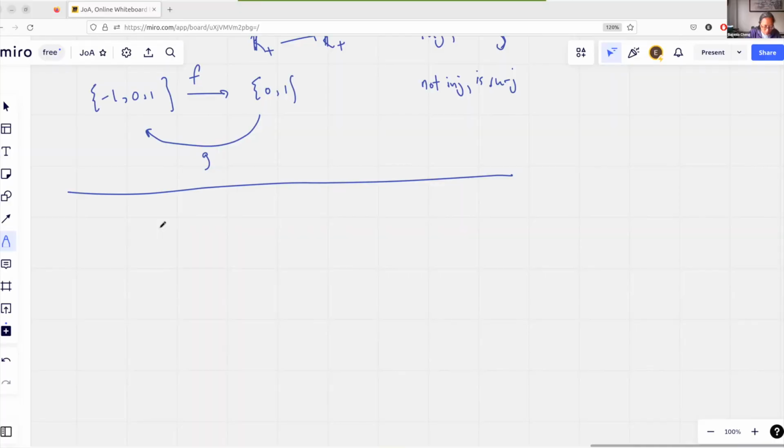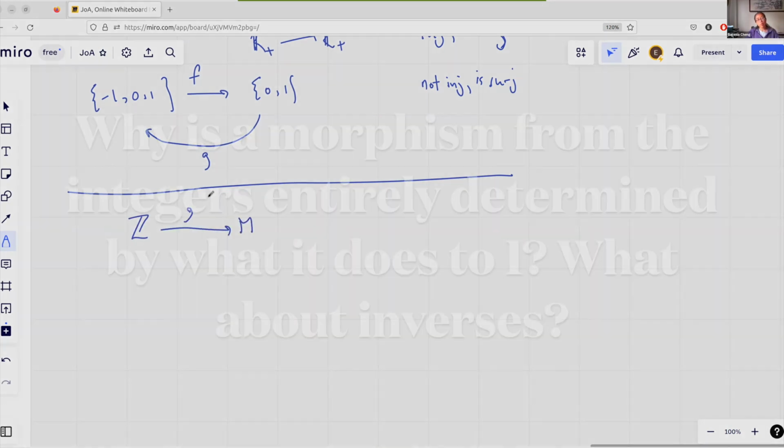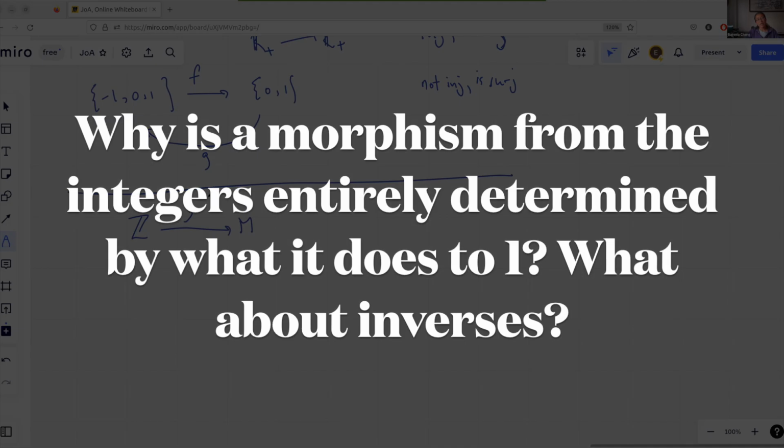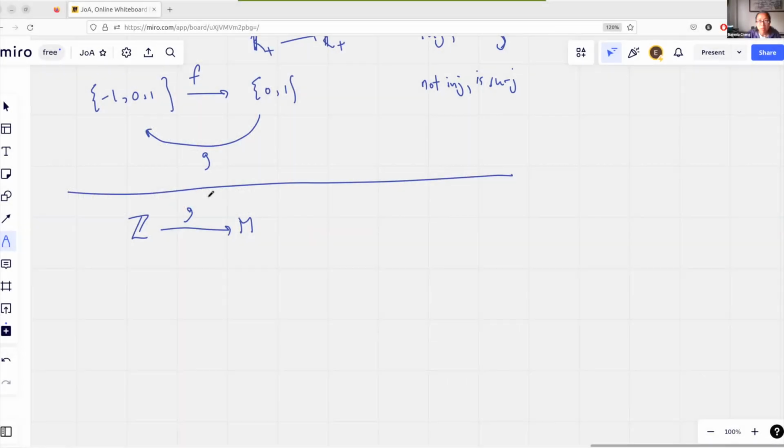So then there's a question about the proof. So I'll share the whiteboard again here. The question is about a function from the integers to some other monoid. And it's about why the entire thing is determined by where 1 goes.